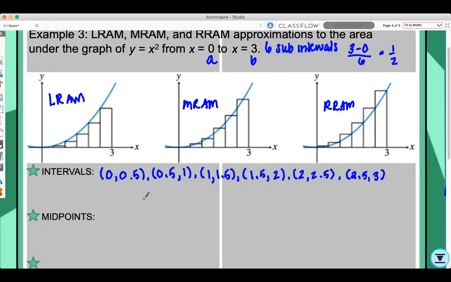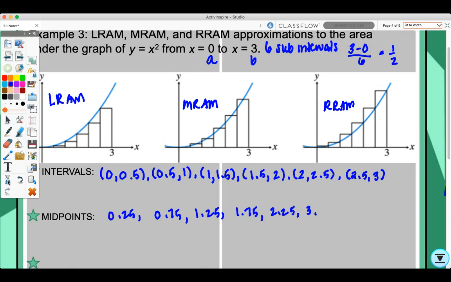Next, we're going to find the midpoints of each of these intervals. So you take the 2 endpoints and divide by 2. So our midpoints would be 0.25, 0.75, 1.25, 1.75, 2.25, and 2.75.